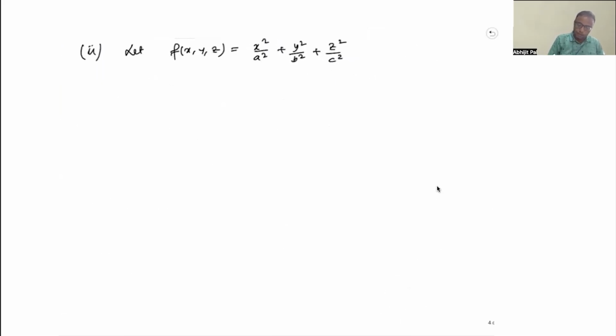Okay. So now let us take this function f(x,y,z) equals x squared by a squared plus y squared by b squared plus z squared by c squared. Now let us take the differential of this. Corresponding to this linear map, what will be the matrix? The matrix will be the following.